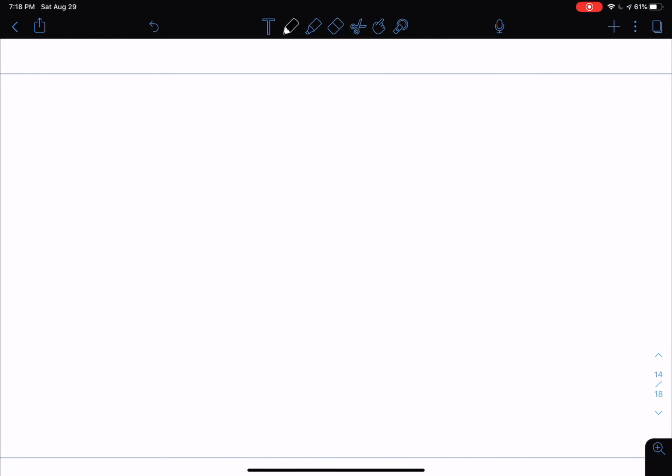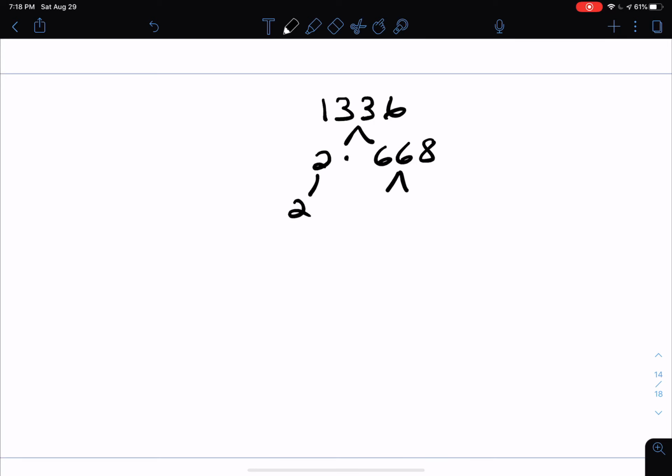Let's do 1336. My first thought is 2 just because it ends in 6 and is even. 2's prime. 668, I'm going to do 2 again. You might not choose to do 2 again. You might do something else, and that's all right.